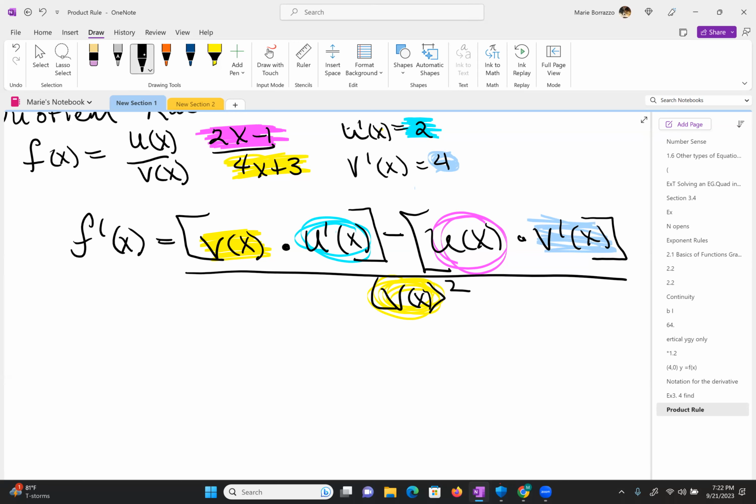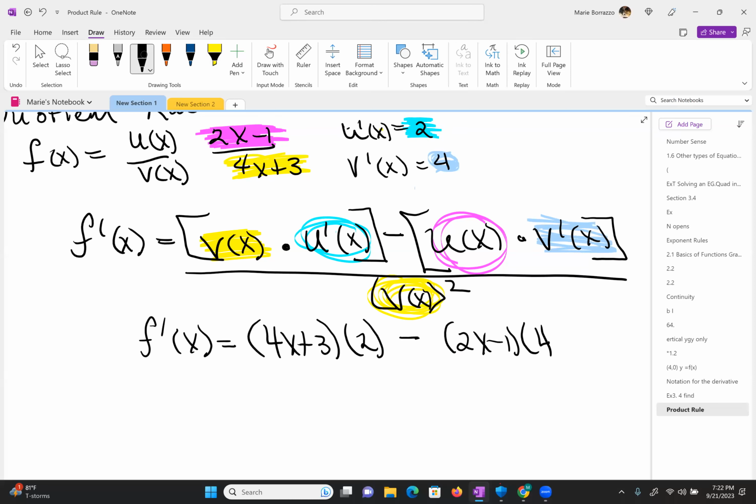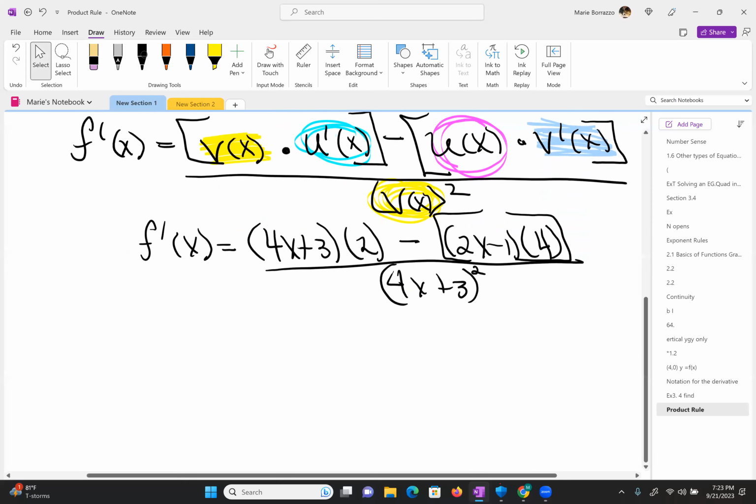So in this very easy example to follow, the first derivative in our case is simply the 4x plus 3 times 2, minus the 2x minus 1 times 4. And remember to think of this as brackets here. And all of this is over 4x plus 3 squared. Now, just a heads up, in Pearson, they usually don't ask you to FOIL the bottom. Leave the bottom as is unless they ask you to do so otherwise.